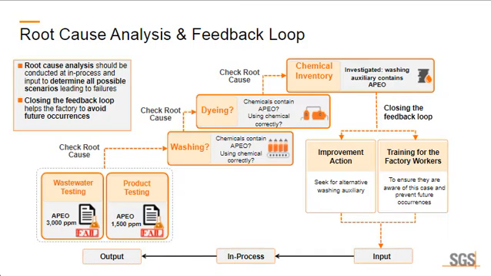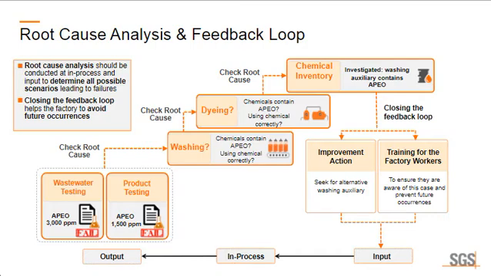Then go back to the roots, go back to the inventory. We need to investigate the inventory chemicals, check all the chemicals. And in this case, maybe we will find that the washing auxiliaries contain APEO.